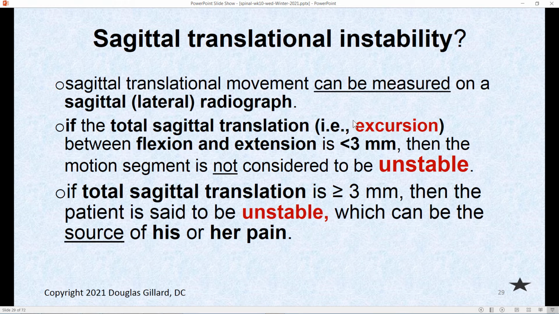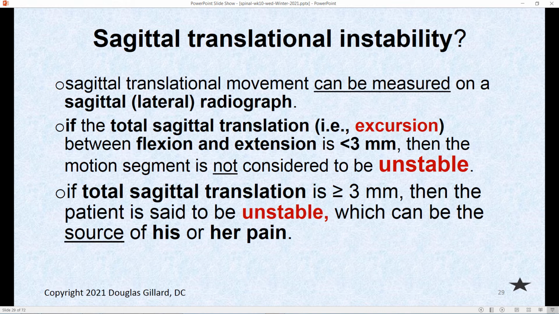We can measure this amount of anterior posterior sagittal translation, and you will do this. When you order those flexion extension studies, you have to see how much slip there is, how much anterior and posterior sagittal translation there is. And once you measure that distance, that's called the excursion. If it's greater than or equal to 3 millimeters, it's a rateable disability.